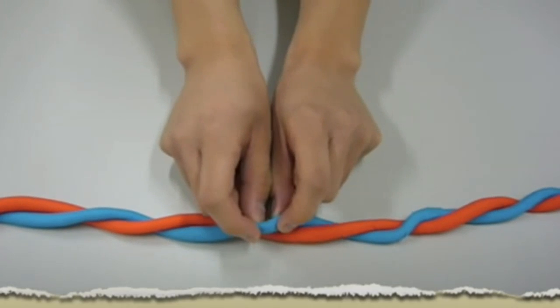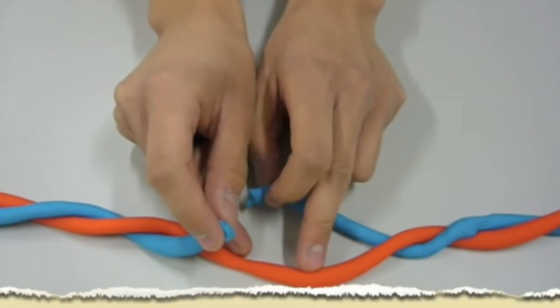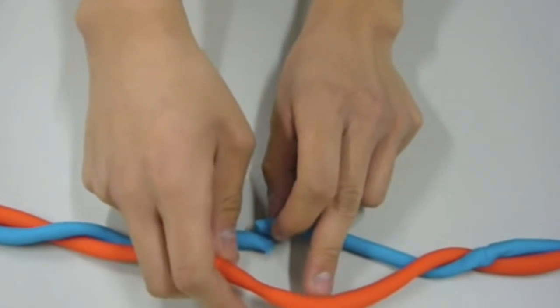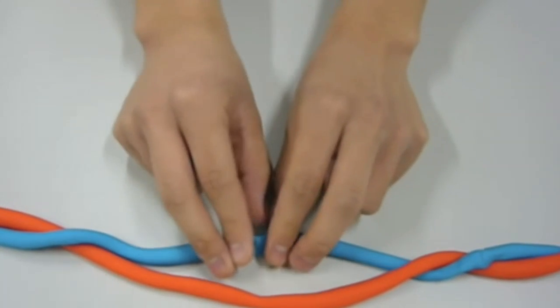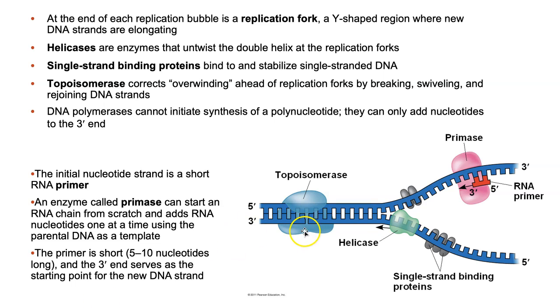Here's a representation of that happening. So we see how it's cut one strand and then looped it around, unwound it, and ligated, glued those two pieces that it cut back together. So topoisomerase is ahead of the helicase, and it corrects overwinding ahead of replication forks by breaking, swiveling, and rejoining DNA strands. Now, those three things, the helicase, the single-stranded binding proteins, and the topoisomerase, are all enzymes and proteins that help us prepare the DNA, but we haven't yet started to make it.